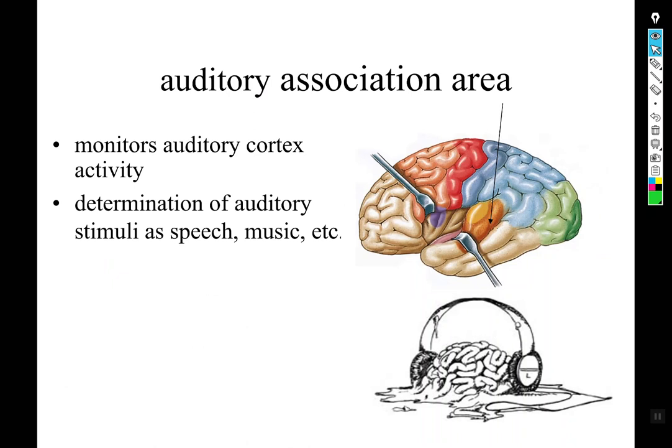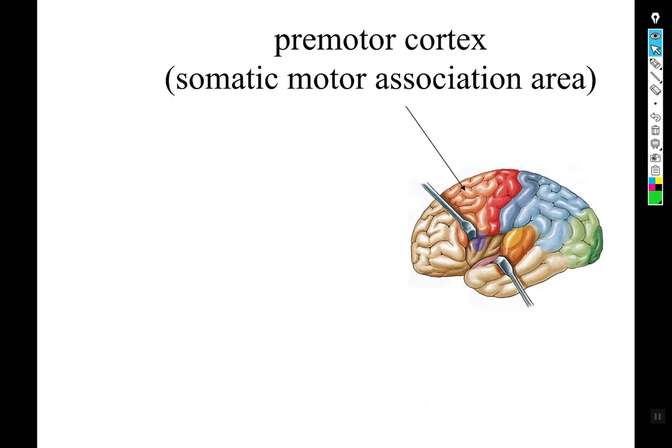It also has some specializations that allow you to deduce things like speech, music, that kind of stuff. So with respect to speech, there are some specific areas that are important to understand. So word recognition is one aspect of this. After we talk about the premotor cortex, we'll talk about some specifics of those speech areas.